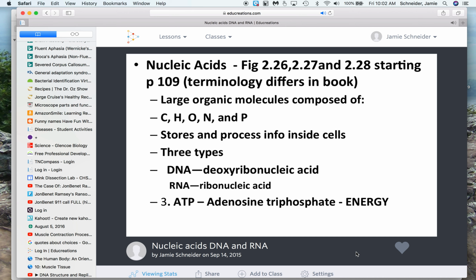There's actually three types: DNA, RNA, which is ribonucleic acid, and ATP, which is adenosine triphosphate, which we talked about several times, and that's the form we use in energy.